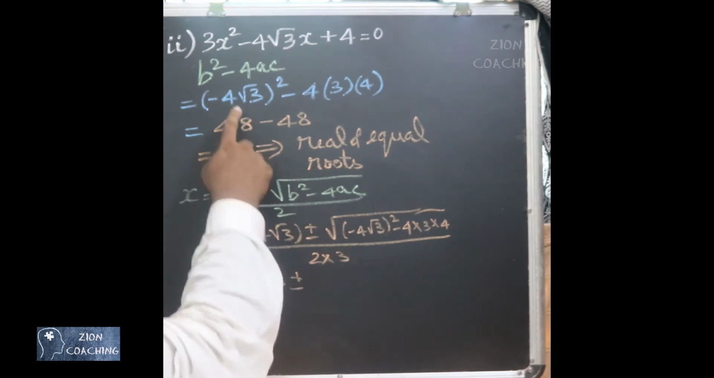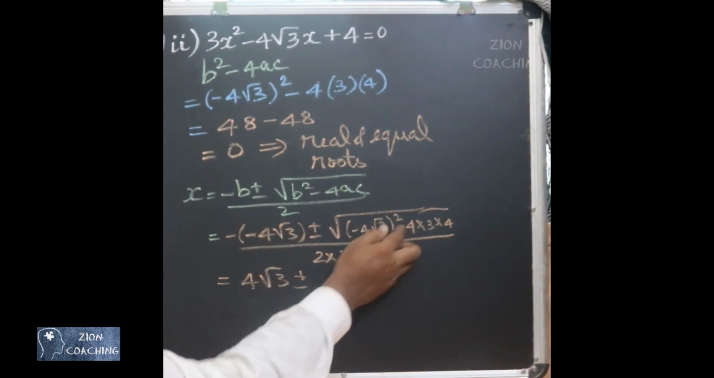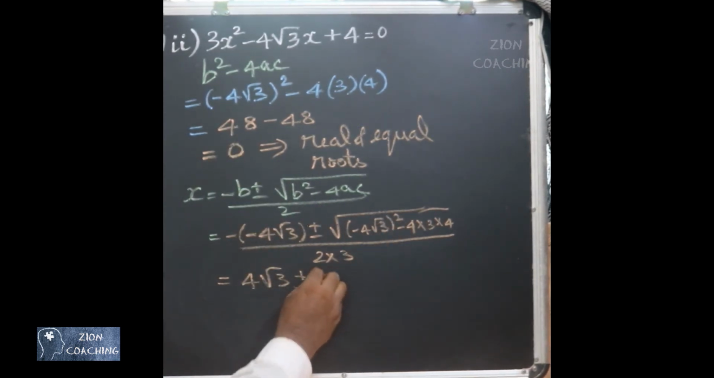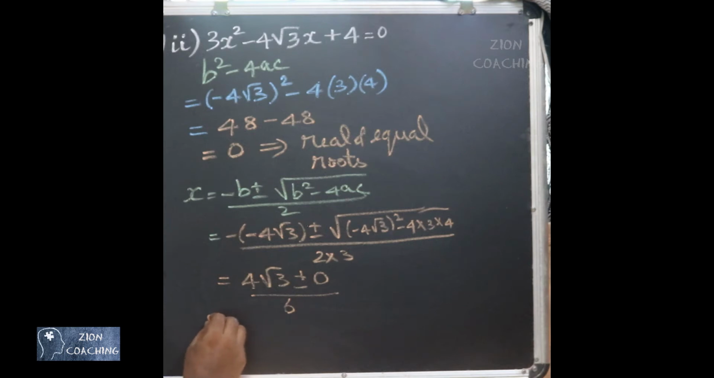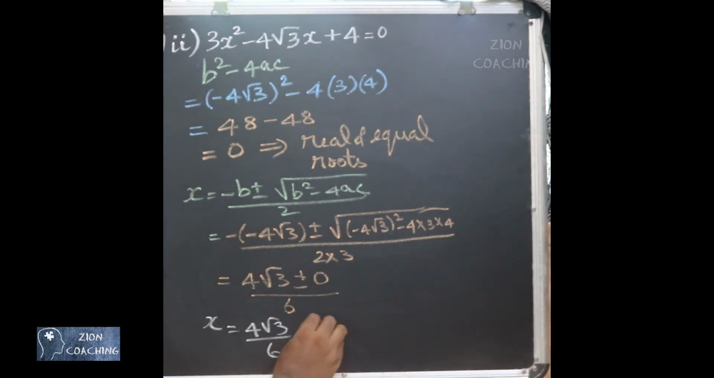This is what we solved in the discriminant. So this part is going to become 0. So square root of 0 is 0. So we will have divided by 6. Then the values of x are going to be x is equal to 4 root 3 plus 0 by 6. The other x value is going to be 4 root 3 minus 0 by 6.